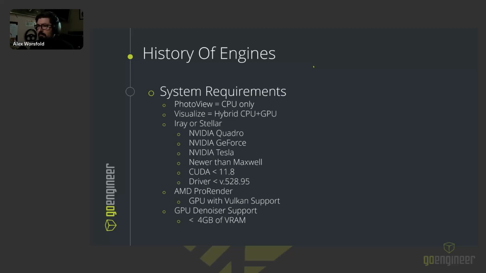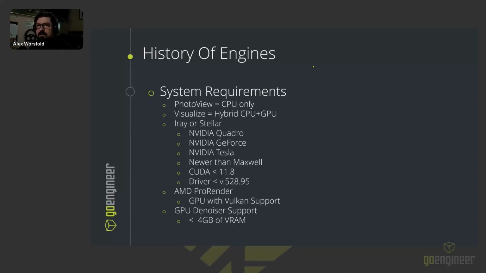If you don't have an NVIDIA card, but you want to still be able to render, as long as you have Vulkan support on a graphics card, so both AMD and NVIDIA support those, you could use the ProRender. You're just not going to be able to have all the advantages of iRay and Stellar if you don't have an NVIDIA card. And then lastly, there's a function in Visualize called denoiser.